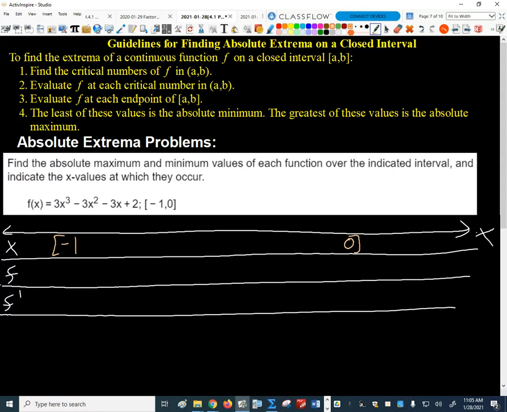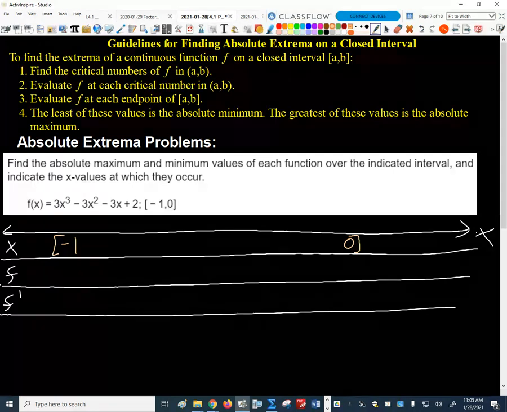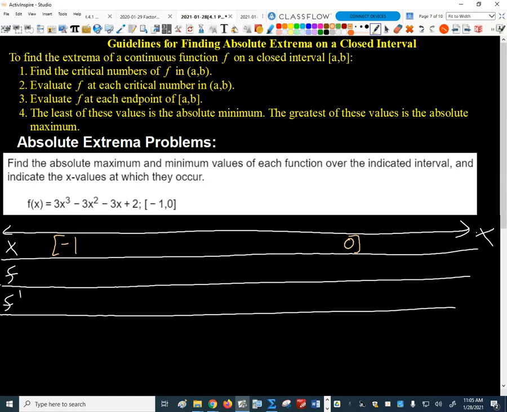Then we just want to find, are there any interior critical numbers? By interior critical numbers, I'm referring to any critical numbers that fall between the endpoints of our closed interval. In other words, we're looking for critical numbers on the open interval from -1 to 0. So how are we going to find our critical numbers here?